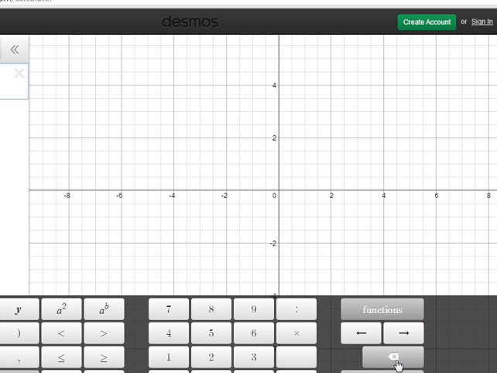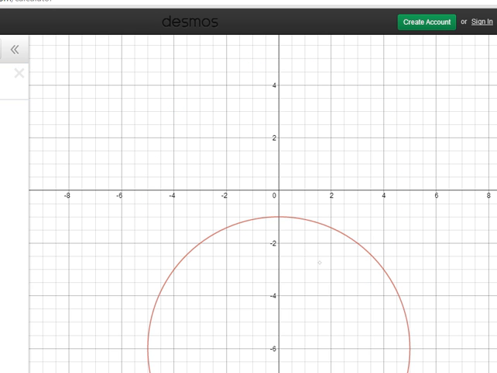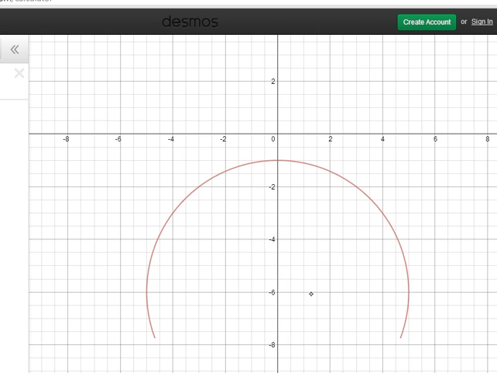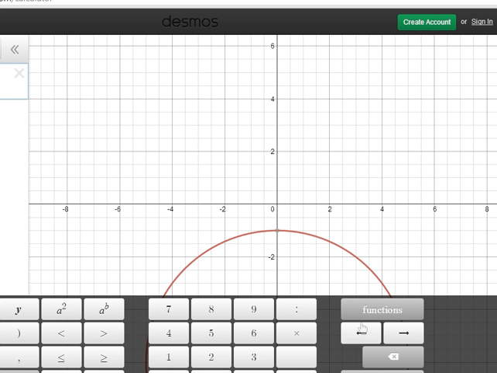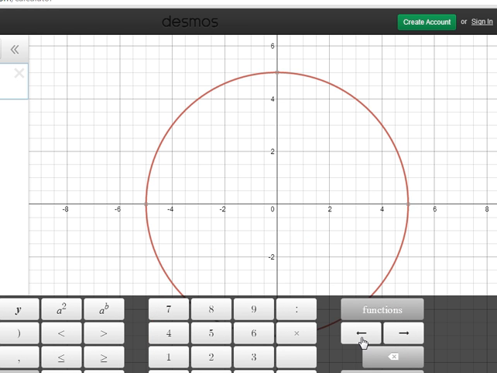The y's will do the exact same thing. You have y plus 6, that actually moves it down 6. If I did y minus 6, it would actually move it up 6. So adding and subtracting numbers from your x's and y's will actually move this circle around. Let's look at this one, and then we'll go back to the problems.